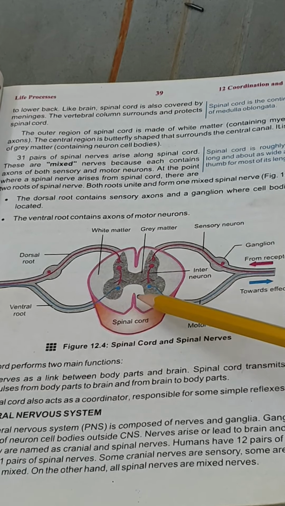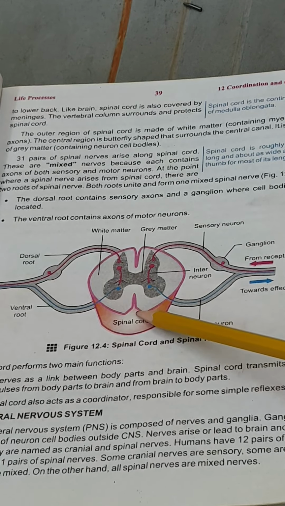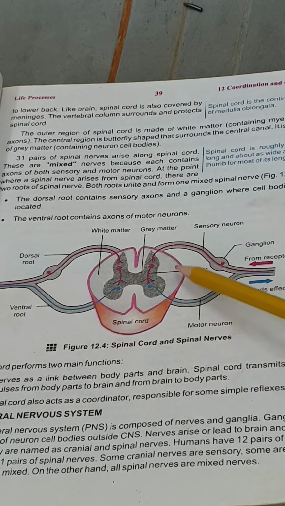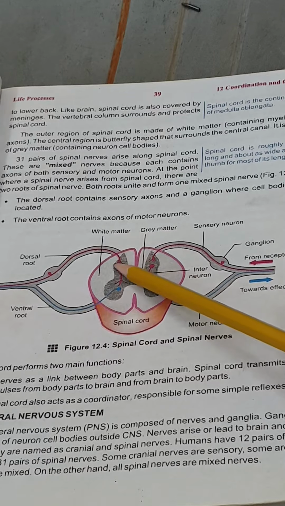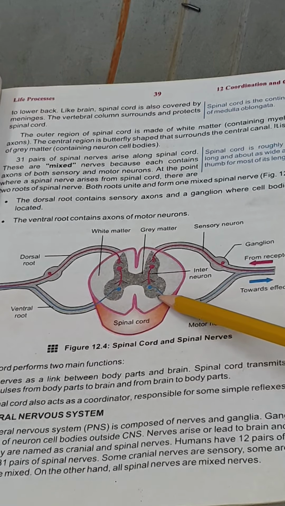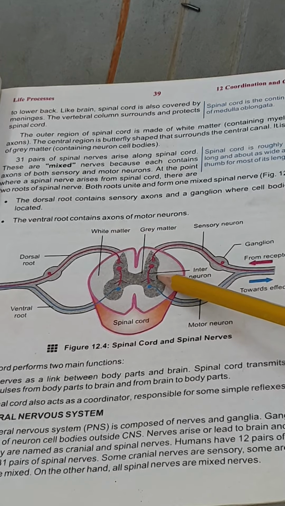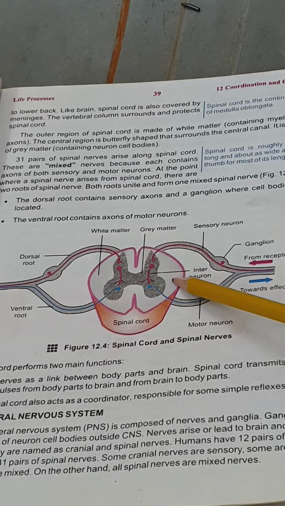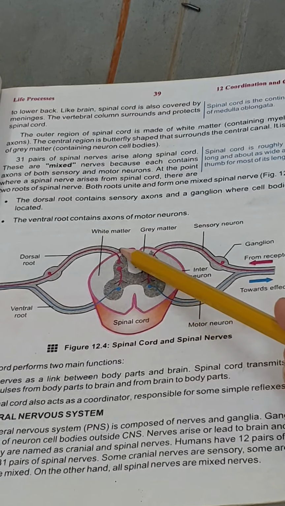The spinal cord consists of two portions like the cerebrum of the brain, and that is the gray matter and white matter. The butterfly shape is the gray portion of the spinal cord, and it is known as the gray matter. It consists of cell bodies and non-myelinated axons, while the white matter surrounding the gray matter consists of myelinated axons.